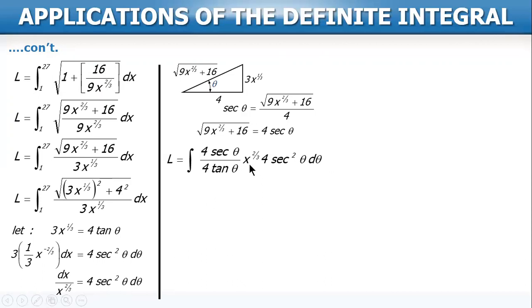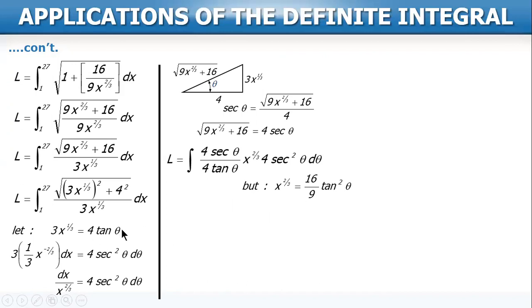Now, we still have x raised to 2 thirds. We can solve this. What we'll do is square it. So first, divide the 3 on the right side. X raised to 1 third is equal to 4 tangent theta over 3. So to get x raised to 2 thirds, we square it. Similarly, square the right side. And so we have this.